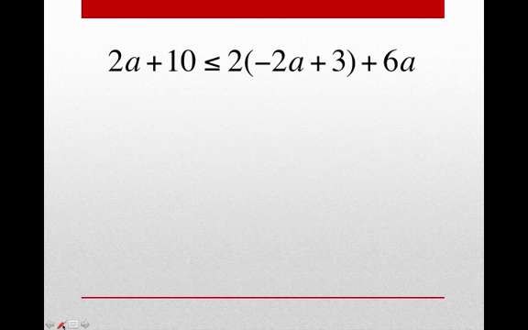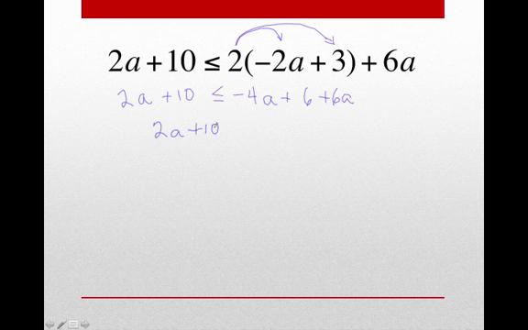Okay, this one looks a little less pretty, but it is going to simplify down to something just as simple as the last one. I'm going to have to distribute first because I've got these parentheses I need to get rid of. So I've got 2a plus 10 is less than or equal to 2 times negative 2a, or negative 4a, 2 times 3 plus 6 plus 6a. I'm not going to start moving anything around because I need to combine like terms. I've got 3 things on this side of my inequality. I am not going to do anything until I have 2 or less.